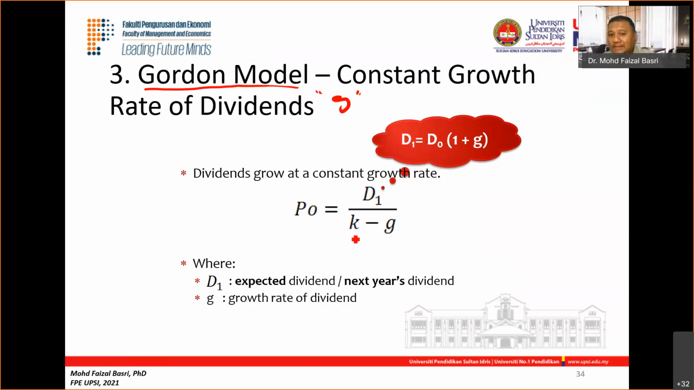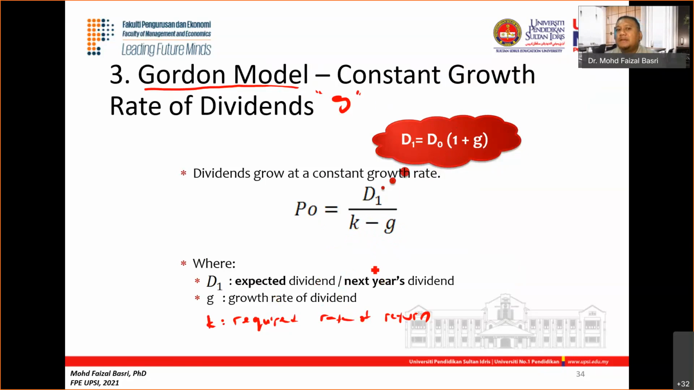divided by K minus G. K again is the required rate of return, and G is the growth rate. Remember, for this constant growth model, we only have one G in the question. For this model, we assume that K, the required rate of return, is always bigger than G. We shouldn't get a negative sign here, so K minus G must be positive. That's why we assume K is higher than the growth rate.